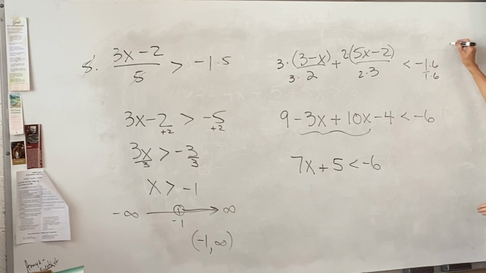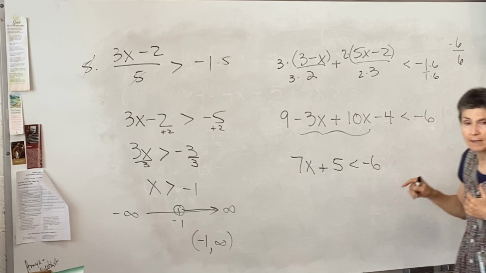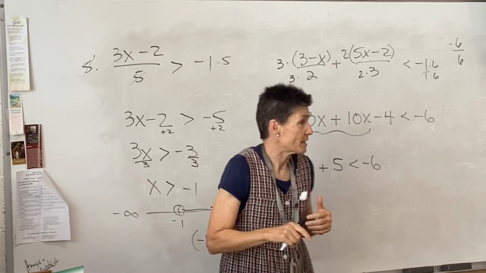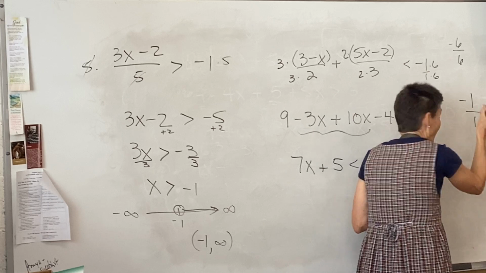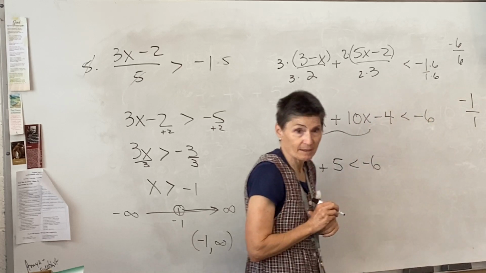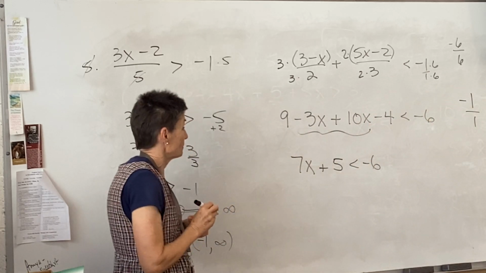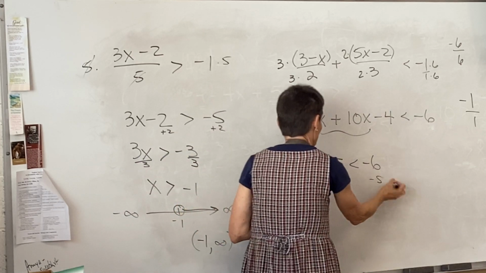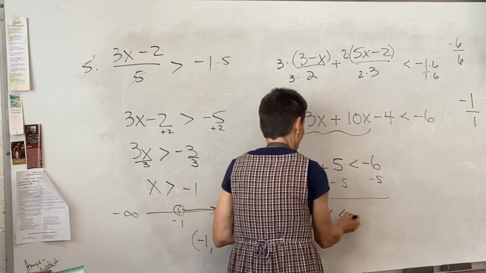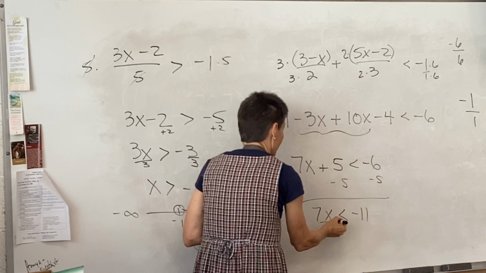This number is negative 6 over 6. So the denominator is 6. The numerator is negative 6, but that doesn't really matter. That's just the number that I put down here. Okay? That number over there, Aubrey, was negative 1 over 1. That's gonna be positive. All right, what happens when I subtract 5? What do I get over here? Negative 11. And then I'll divide by 7.